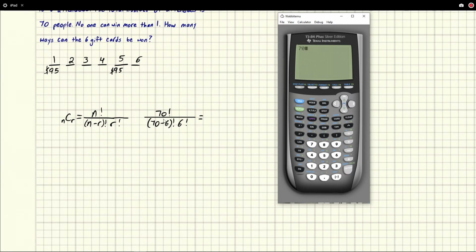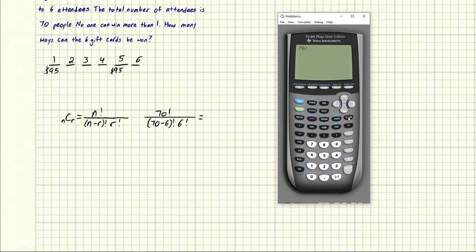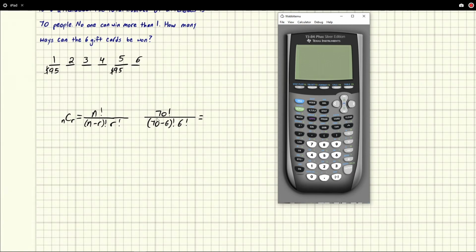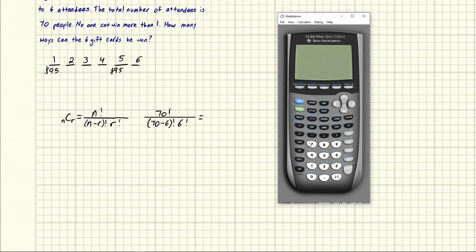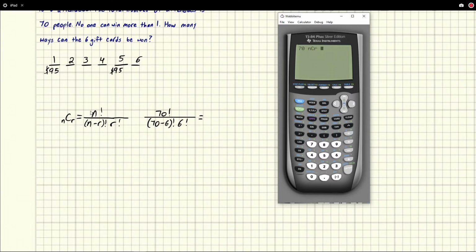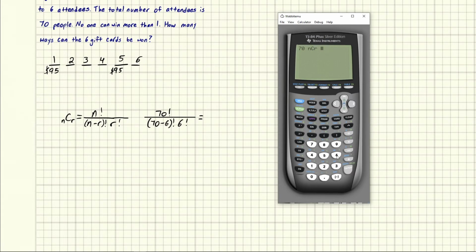It's ridiculous. So we're going to need to simplify this a little bit before we do it. But we can try, I actually don't know if the NCR option will work. So we could put 70 and then choose math, probability, and then go to NCR. So we've told it what N is. N is 70 and R, that's 6. So we put down 6. And it'll tell you right there. So if you're using NCR, that'll still work, no problemo.